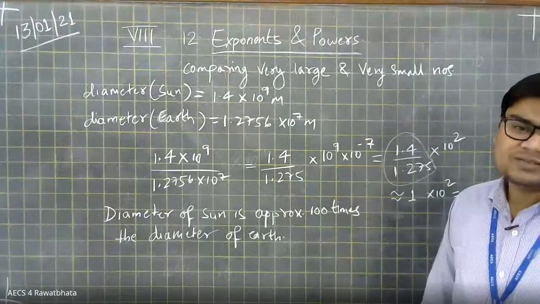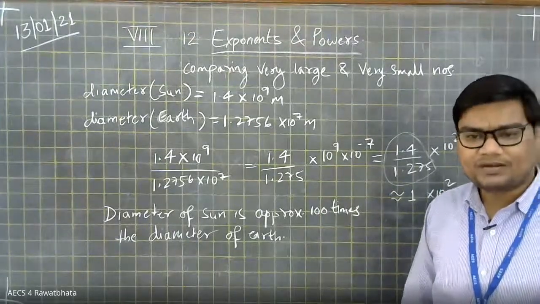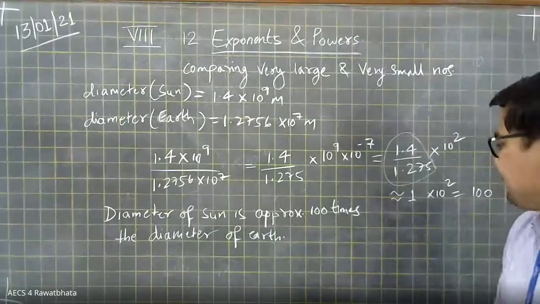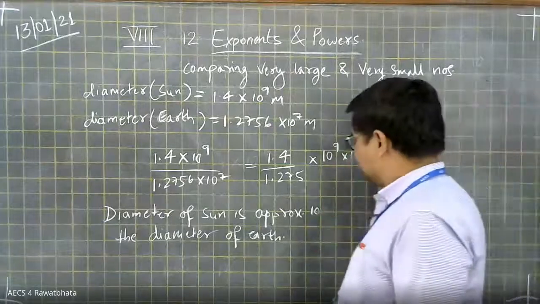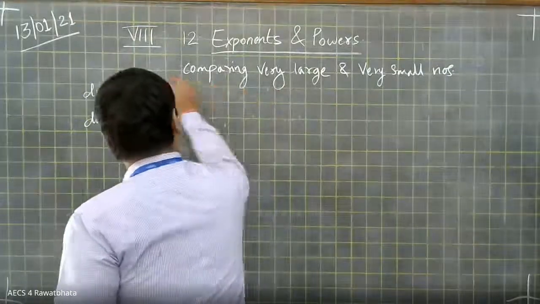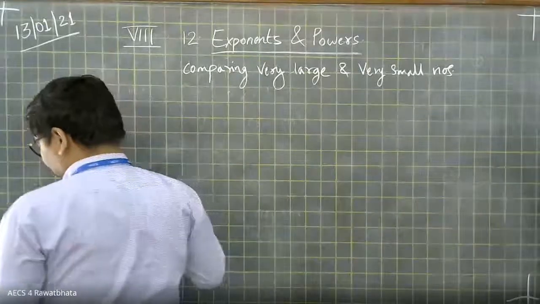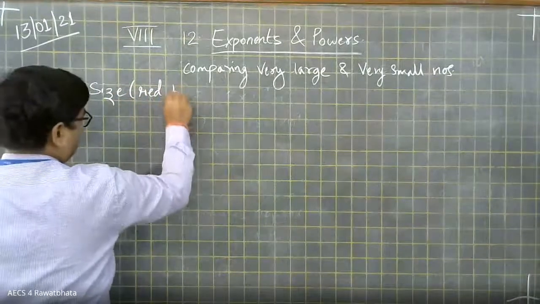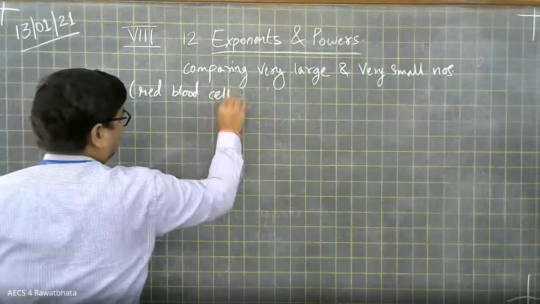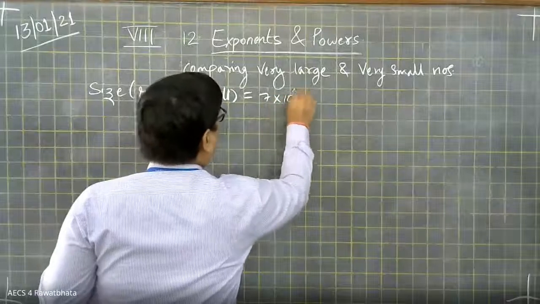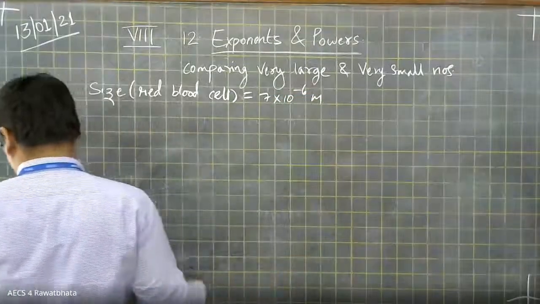Okay. Let us compare very small numbers now, like the size of a red blood cell. The size of RBC is 7 into 10 to the power minus 6 meters.